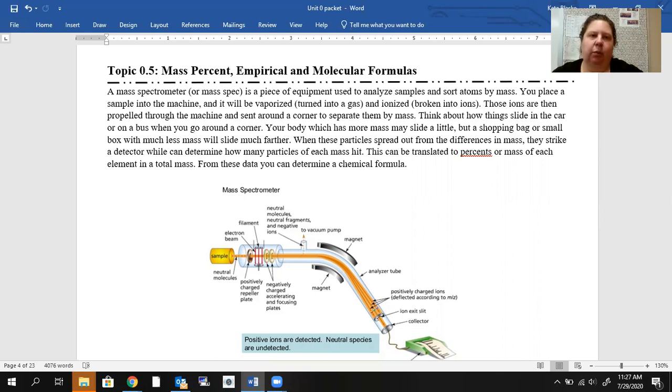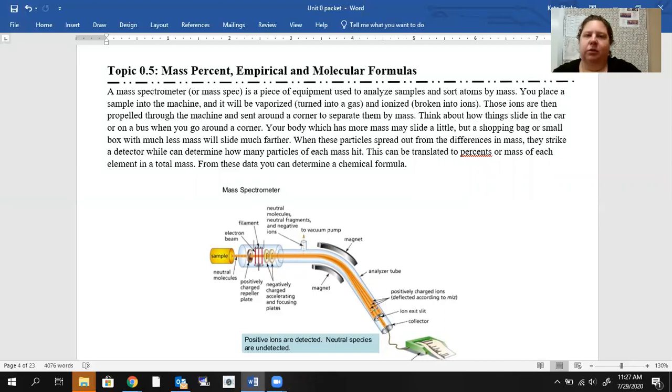Today's video, we're going to talk about topic 0.5, where we're going to mush a whole bunch of stuff together. We're going to talk about mass percent, empirical and molecular formulas, and how mass spectrometers work. Mass spectrometers are a piece of equipment that no high school lab is ever going to have because they are giant and expensive. But the information that they share with us is really important. We're going to talk about them a couple times throughout the year.